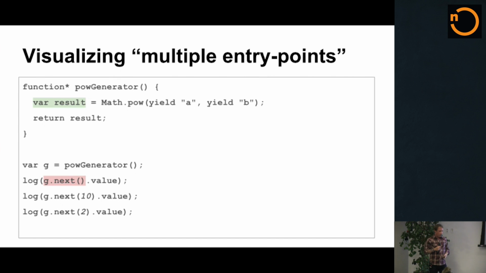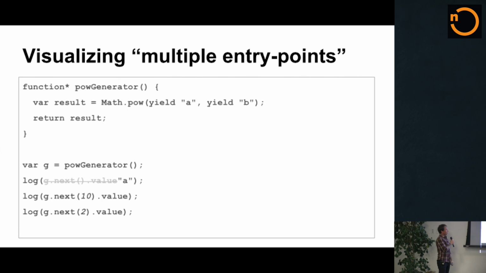So the first thing we do, we declare the variable result. Then we keep evaluating code on the right-hand side, obeying the order of operations that the language enforces, and we find this first yield keyword. So not both of them, but just the first one. We evaluate the expression on the right-hand side of yield, and we suspend the pow generator function, which makes the value that we yield available to the caller. So at this point, by substitution, the string A is now output to the console.